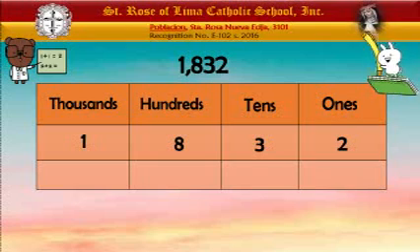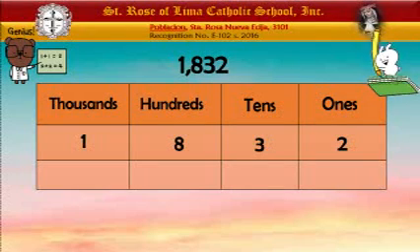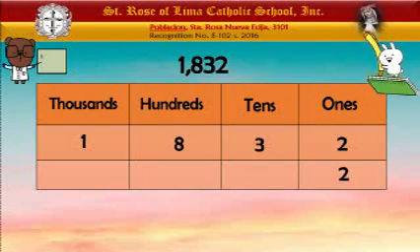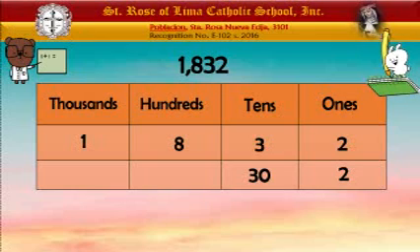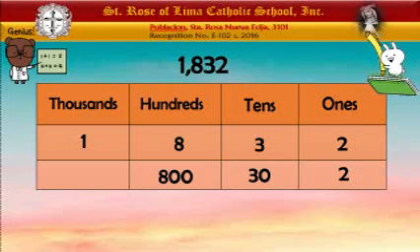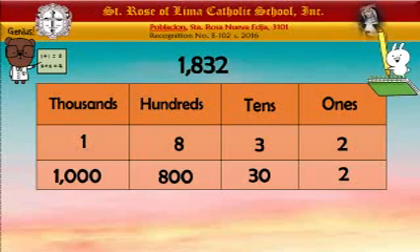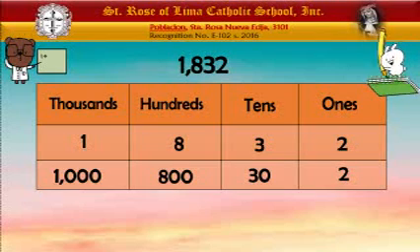So let's now find its value. The value of 2 is also 2. The value of 3 is 30. The value of 8 is 800. And the value of 1 is 1000. As we read the value, we have there 1000, we have there 800, we have there 30, and we have there 2.